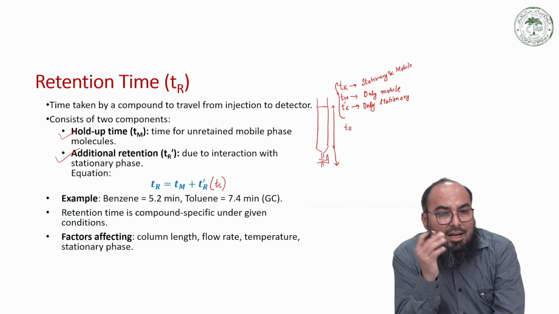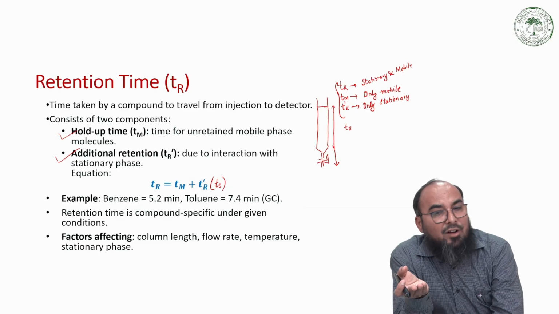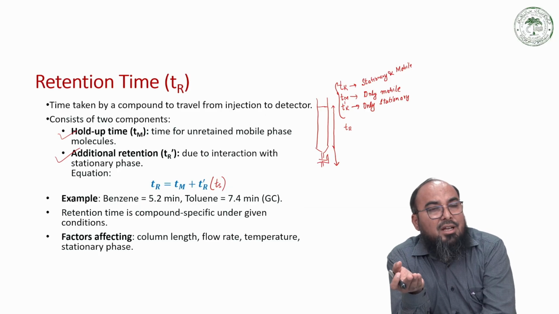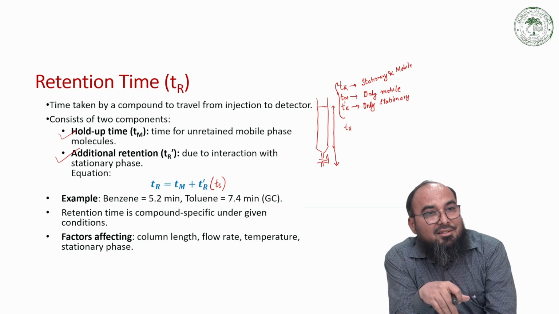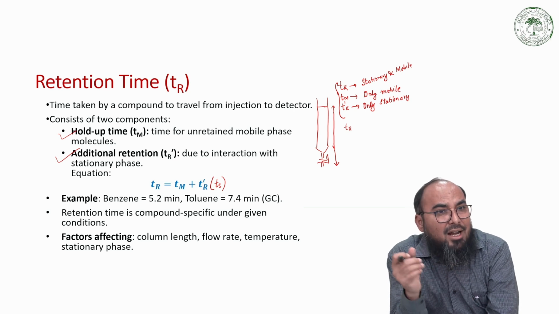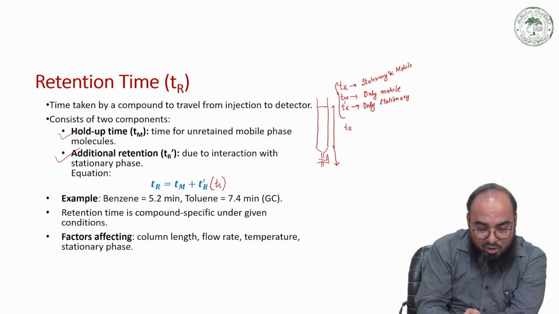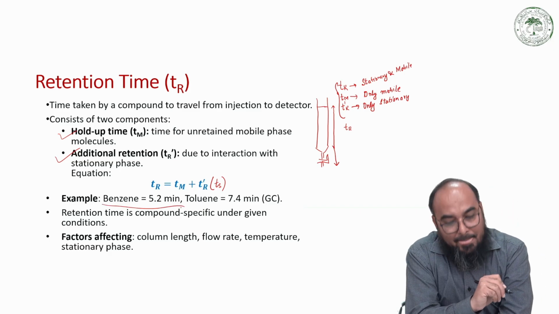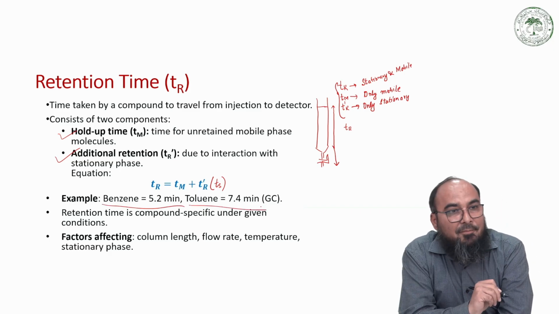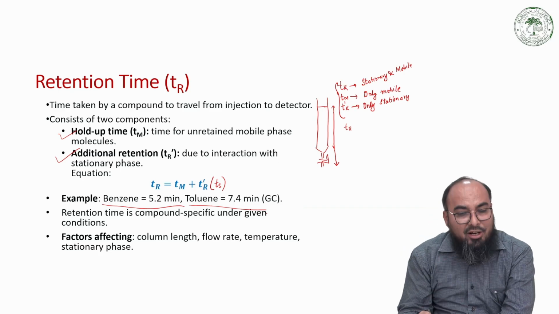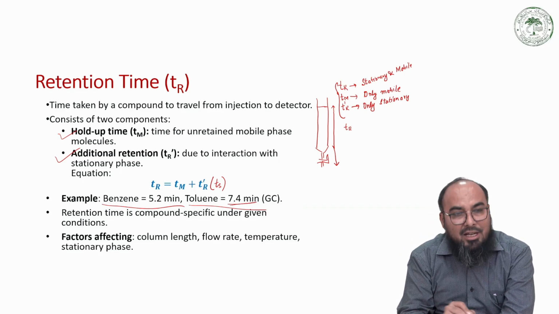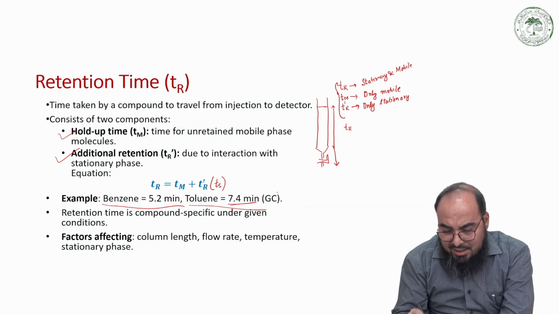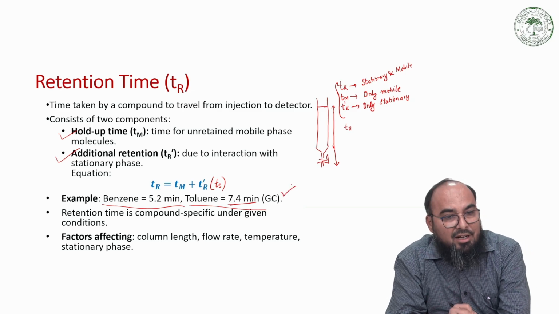So a classical example is benzene. Benzene has a TR of 5.2 minutes and toluene has a TR of 7.4 minutes. Why is the difference there? The difference is because of the difference in polarity. Simple. Benzene is non-polar, so it is eluting very fast. Toluene is a little bit polar, so it is eluting at a lower rate, taking more time as compared to benzene. This data is from the GC, that is gas chromatography.